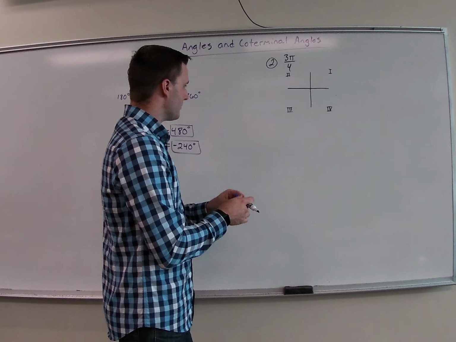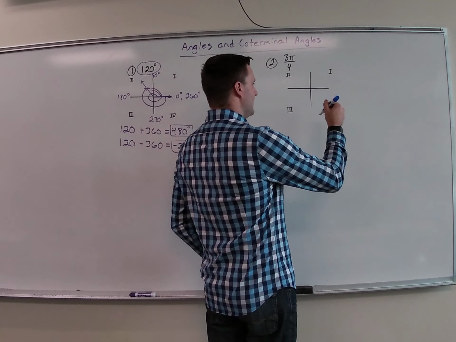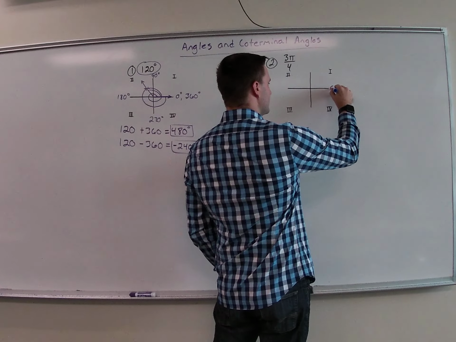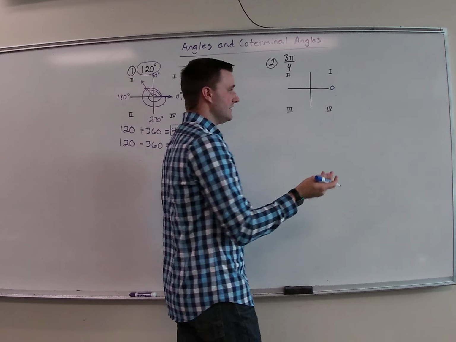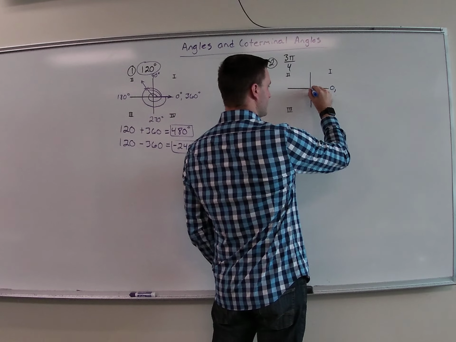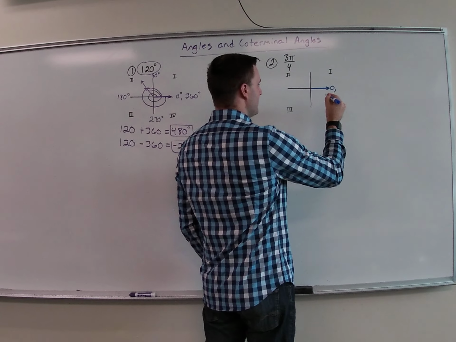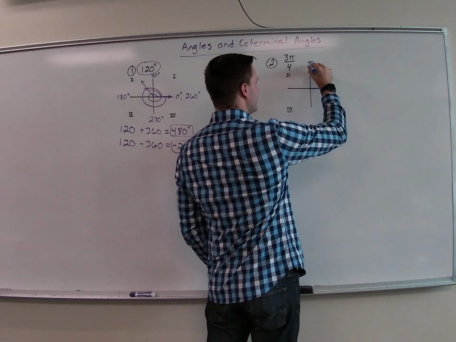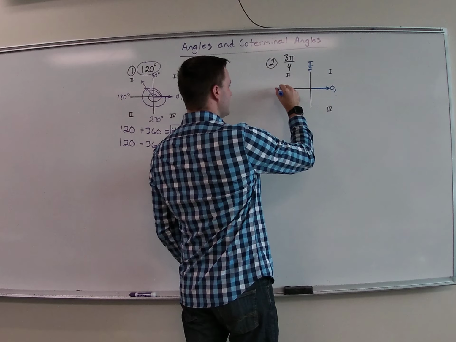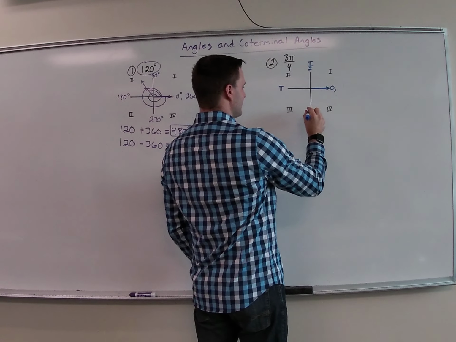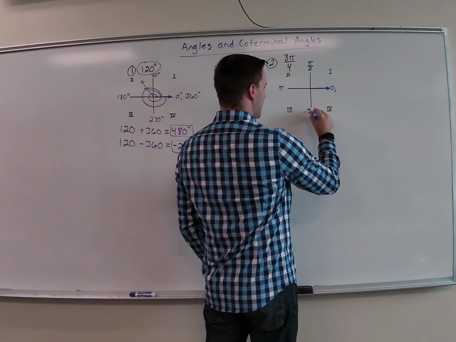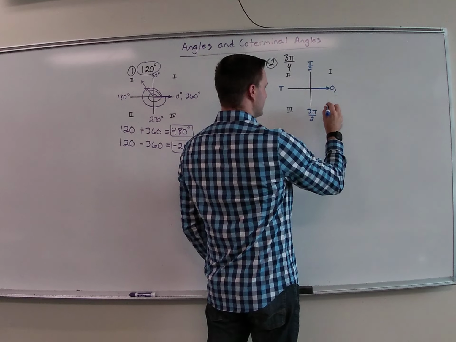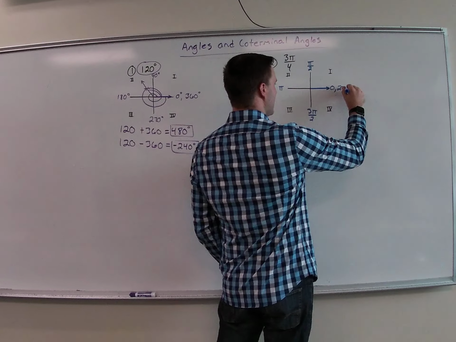Now, let's talk about radian measure. Remember, they're the same thing, just written in different form. So here's 0 pi radians, so 0 radians, so I'm still starting in the same spot. Here is pi over 2 radians. Here is pi radians. This is 3 pi over 2 radians. And this would be 2 pi radians.